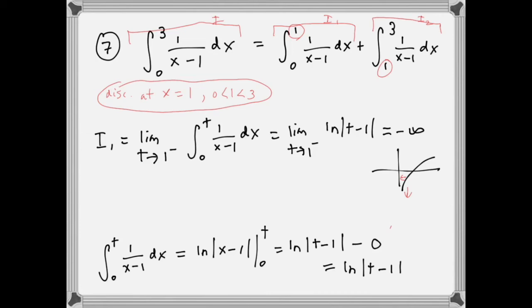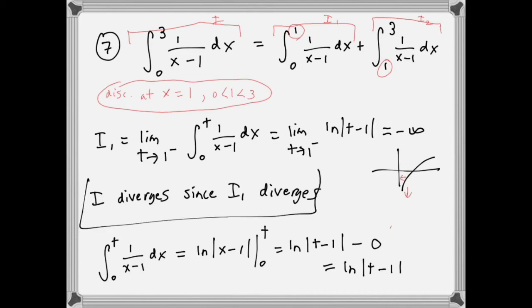So what does this mean? I diverges, since I1 diverges. Again, guys, coming back up here, if any of these two integrals, this guy or this guy, if any of them diverge, then the whole integral also diverges. And that's exactly what happened. We tried I1 and it diverged.